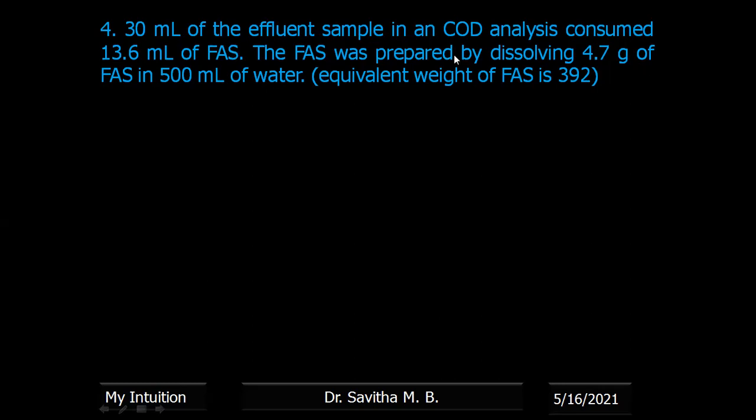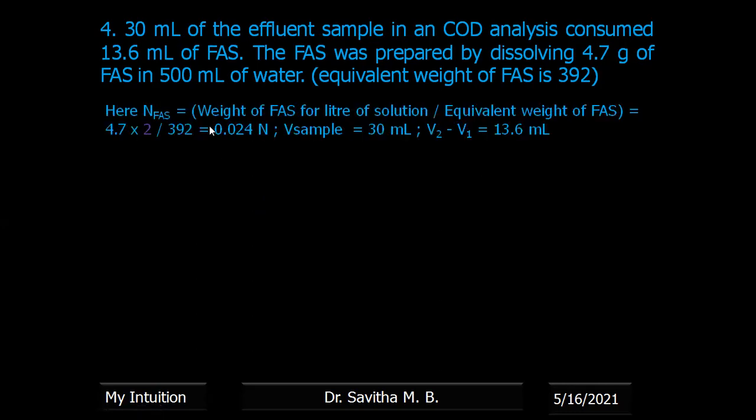That we have to find out by solving this. The only difference between the preparation in this problem and the previous problem is that there, so much FAS was dissolved in 250 ml, and here it is given for 500 ml. Again the formula remains the same: weight of FAS for 1 liter divided by equivalent weight. Weight of FAS is 4.7 for 500 ml. We need to convert it into 1 liter, therefore we have to multiply by 2. 4.7 into 2 divided by equivalent weight, you will get the strength of FAS.